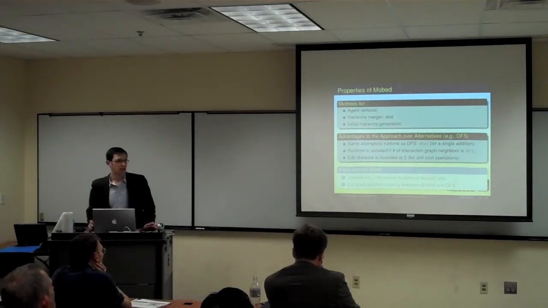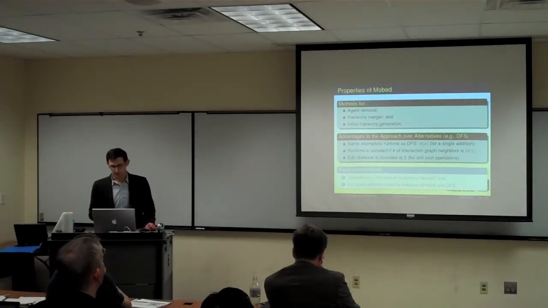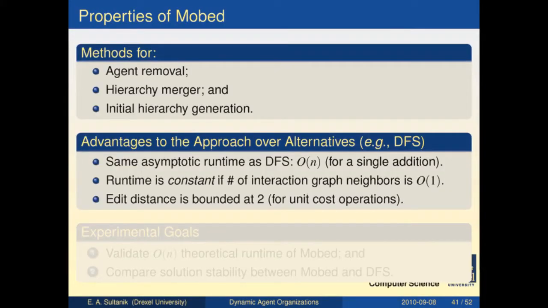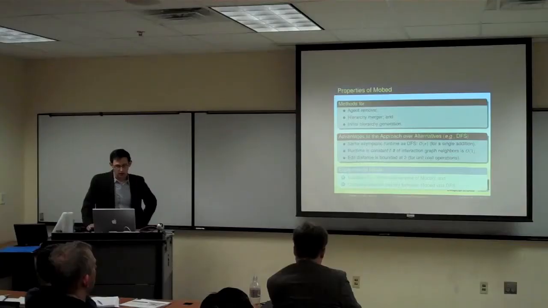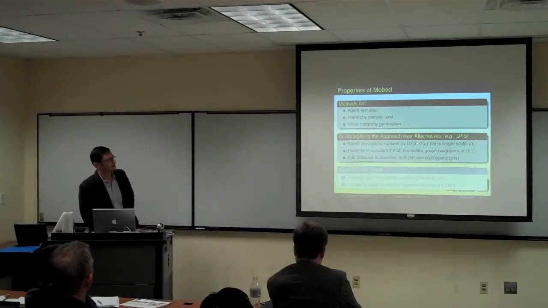So MOBED, like the previous distributed dynamic extension, allows for agent removal, merging of hierarchies, and initially generating hierarchies, and so on. And it has a number of advantages over its depth-first search alternative. It has the same asymptotic runtime for a single agent addition or a single perturbation to the network. However, the runtime can be constant if the number of interaction graph neighbors is also constant. And most importantly, edit distance is bounded by 2.